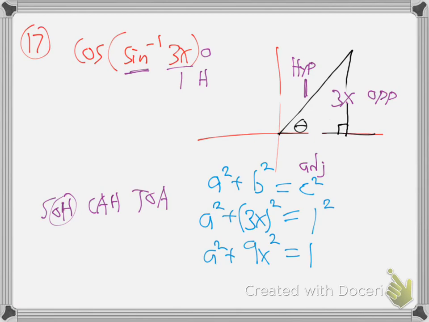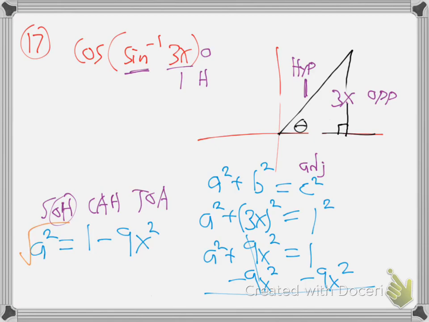Making sense so far? Pythagorean: a squared plus b squared is c squared. The hypotenuse is the 1, so I'm trying to solve for a, this adjacent side. You can just subtract the 9x squared from both sides, so a squared is 1 minus 9x squared. Now what do I do to get regular a? Root it, yes. Root both sides.